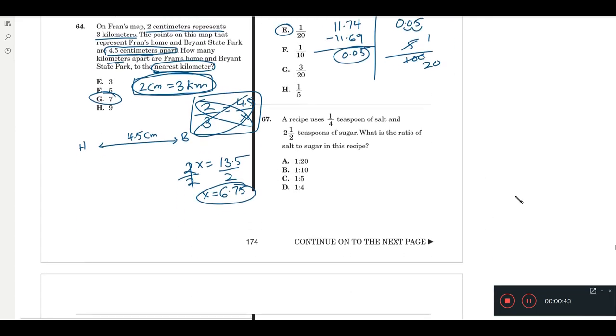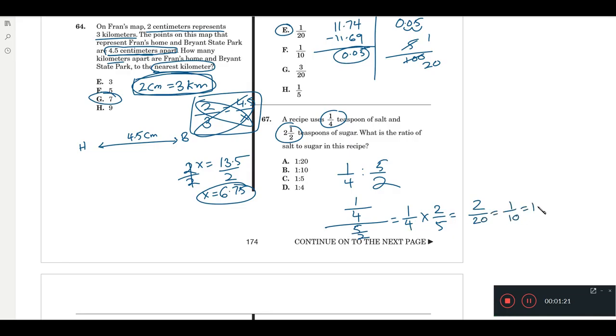Let's do number 67. A recipe uses 1/4 teaspoon of salt and 2.5 teaspoons of sugar. What is the ratio of salt to sugar? So this to this. 1/4 to 2.5, which is 5 over 2. We can divide these two fractions, so 1/4 over 5 over 2. Keep, change, flip: 1/4 times 2 over 5. Then simplify: 2 over 20, which equals 1 over 10.